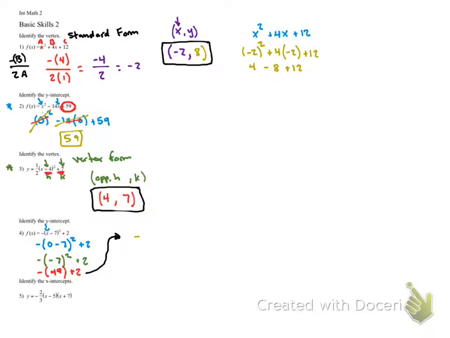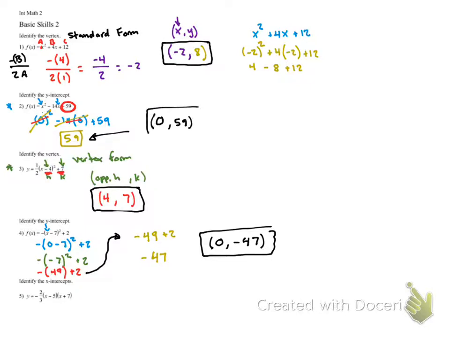Negative times 49 gives us negative 49, plus 2. That finally gives us negative 47. So the y-intercept, we need to state it as a coordinate. So we plugged in 0, and we got negative 47. And I believe I didn't do that up here for number 2 either. So we plugged in 0 to find the y-intercept for number 2, and we got out 59. And that is our answer there. Right, the y-intercept is a coordinate.